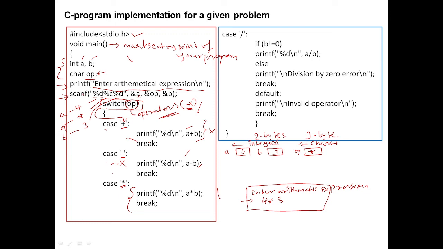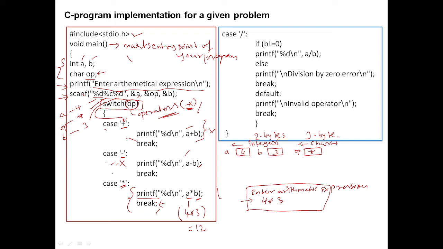So here what happens? The first statement will start executing. What is the value of A? That is 4, into the value of B, that is 3. So this expression will be evaluated. 4 into 3 is 12, and this 12 is immediately displayed by using a printf statement. After that a break statement will be executed, which means it will come out of the switch case. So this is how the program is implemented.